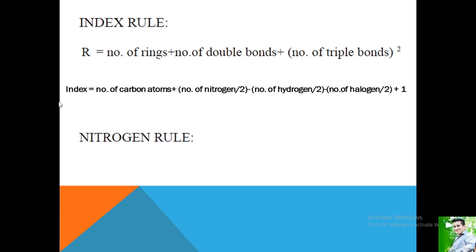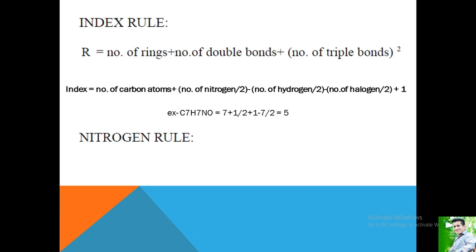It is only applicable for mono, tri and tetravalent compounds, not for divalent atoms. An example is C7H7NO. So we can see the example, where by calculation we get the ring value as 5.